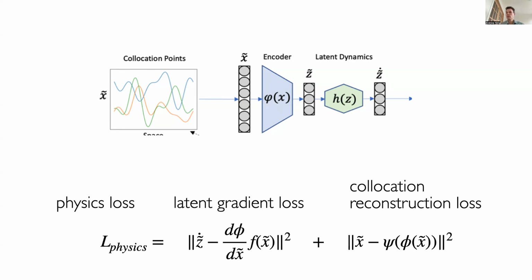I'm saying, here's some more sample points. These aren't data points, but these are just collocation points. Here's some more collocation points. If you encode them and decode them, I want to get back, as close as possible, my collocation points.